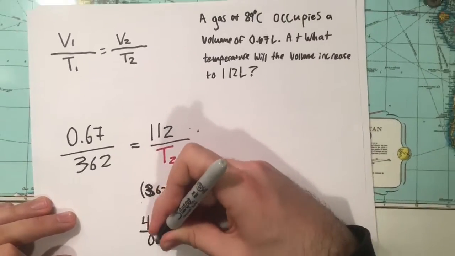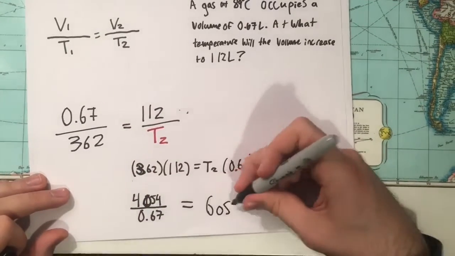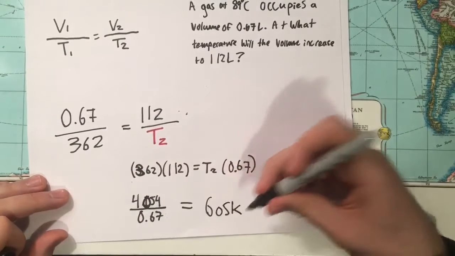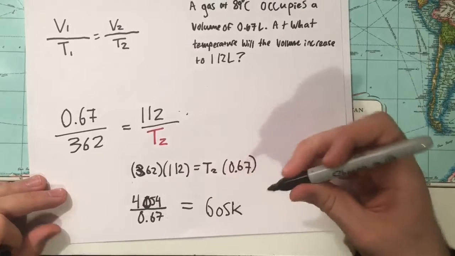So now we take 4,054. Oops, I put the 4. Let me make that. Divided by 0.67. And we know that our final answer is 605 Kelvin.